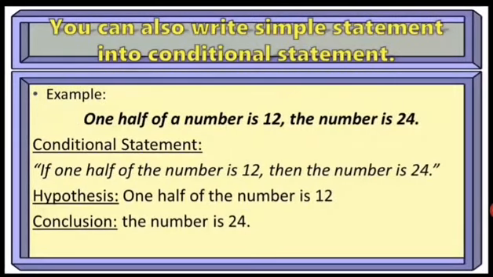One half of a number is 12. The number is 24. Conditional statement: if one half of the number is 12, then the number is 24. Hypothesis: one half of the number is 12. Conclusion: the number is 24.